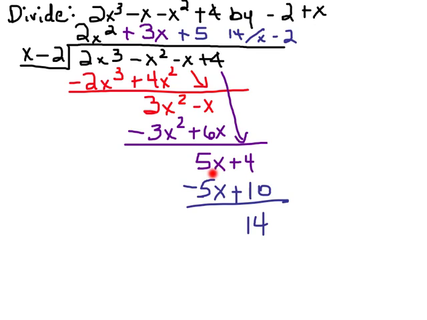Then we divide again. 5 times x is 5x. So we put that there, subtract. 5 times negative 2 is negative 10. Change that sign, do the addition. Your remainder is 14 over x minus 2.